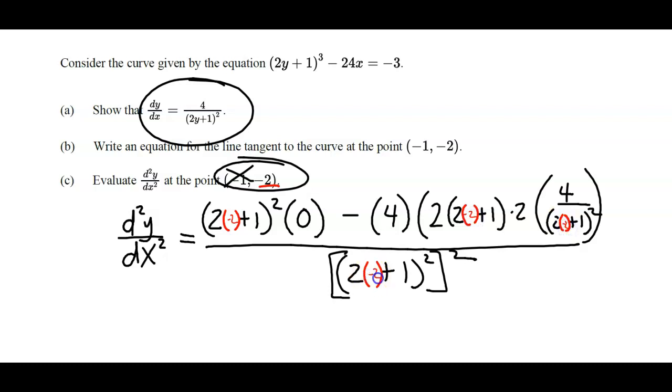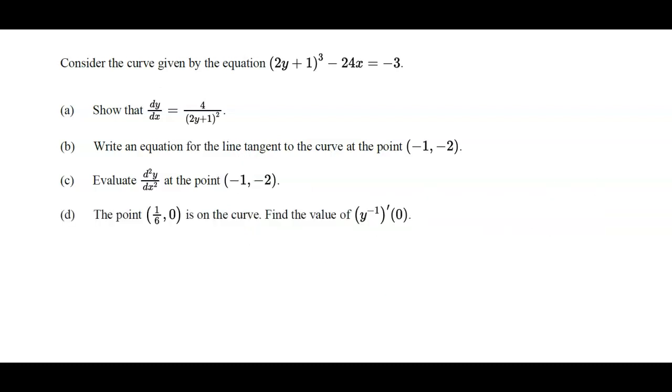Now this looks absolutely horrible to have to simplify, but the good news is that this is an FRQ. You don't have to simplify, so you're done. Okay? So that's that. Let's go ahead and move on to Part D.